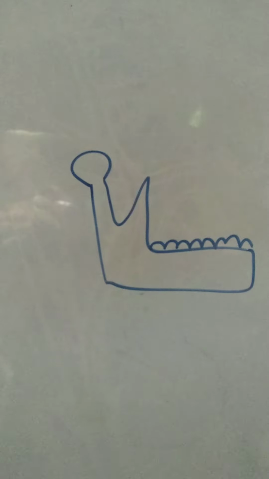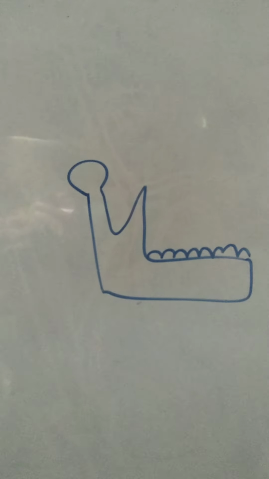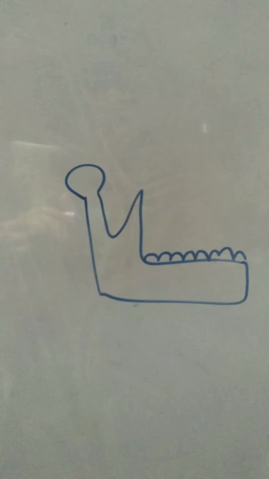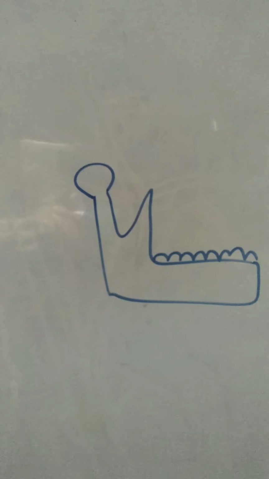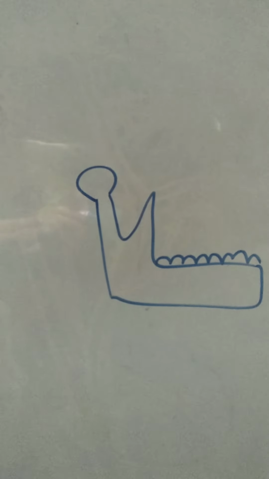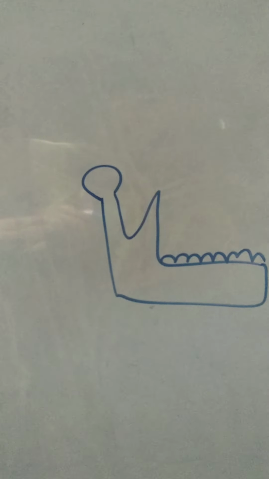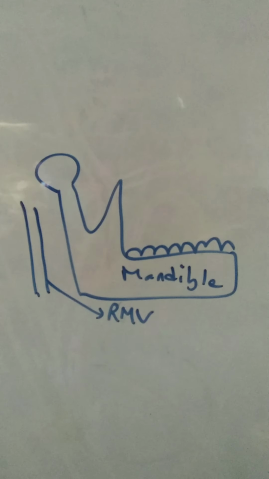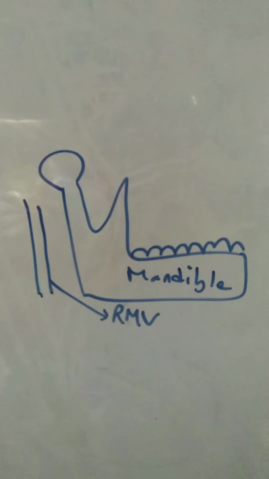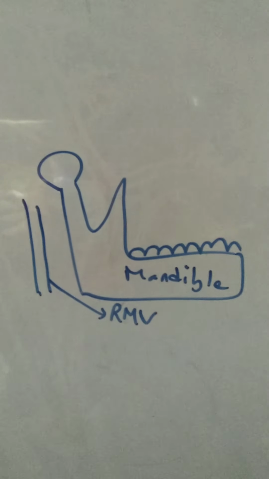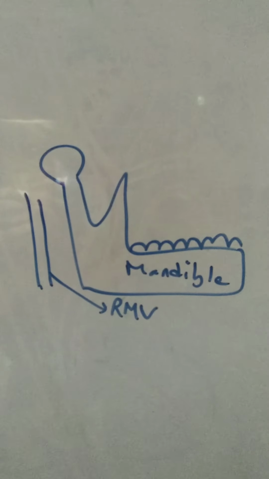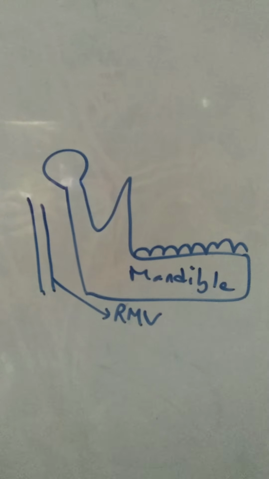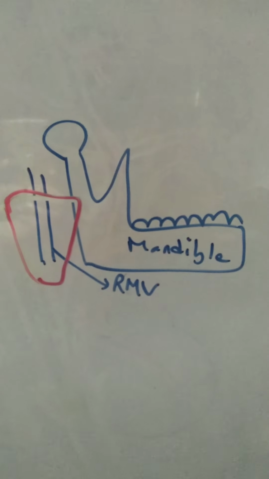So here is the mandible. So where will be the retromandibular vein? Is it above, below, in front, or behind? If you said behind, then it's a correct answer. So it is situated behind the mandible, the location of this vein, retromandibular vein. Therefore the name retromandibular means behind the mandible.